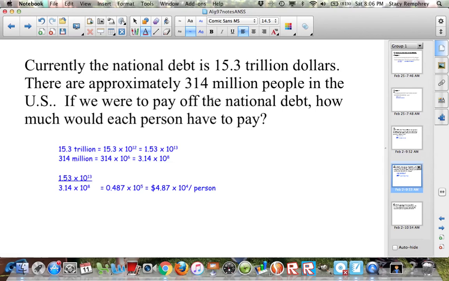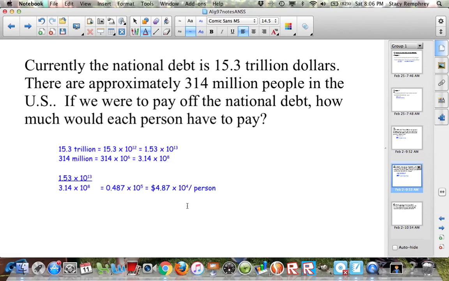So if we were to pay off the national debt, how much would each person have to pay? So again, I took 15.3 trillion and I turned it into times 10 to the 12th, put it in scientific notation. Same with the 314 million. And how much would each person have to pay? That would be dollars per person. So I took the dollars and divided that by the people. Then I divided 1.53 and 3.14. I subtracted the exponents and put it in scientific notation.